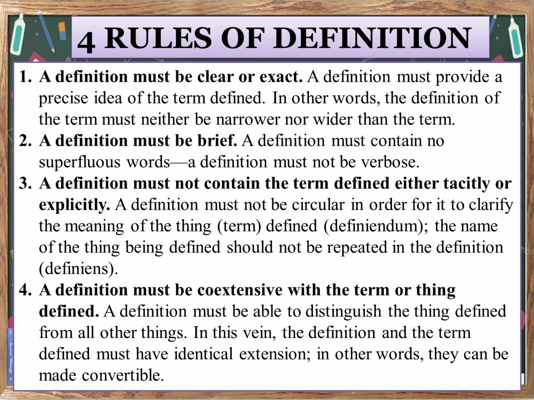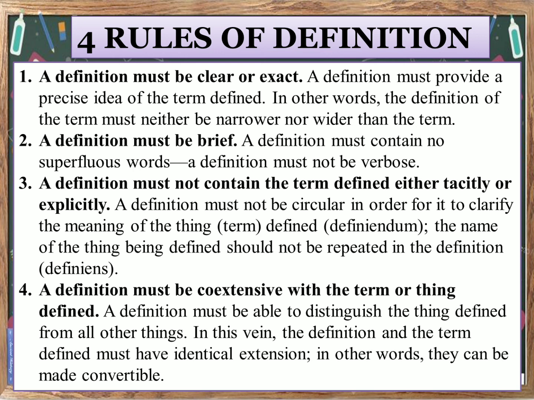Next, 4 rules of definition. First, a definition must be clear or exact. A definition must provide a precise idea of the term defined. In other words, the definition of the term must neither be narrower nor wider than the term.